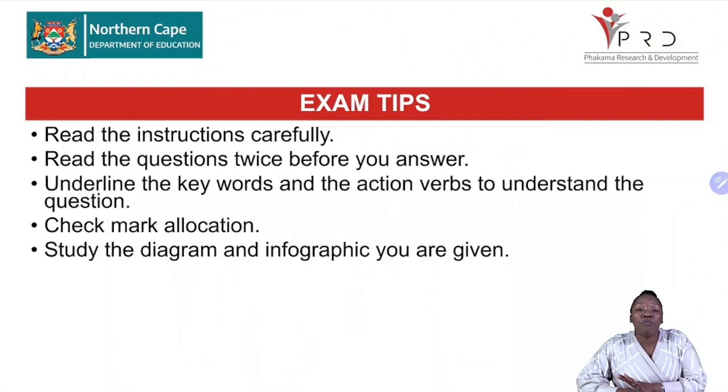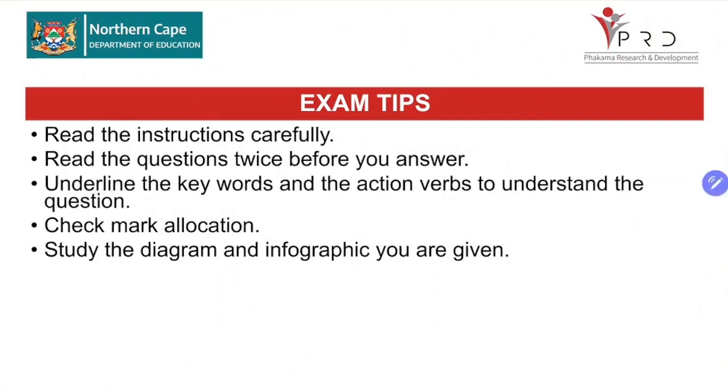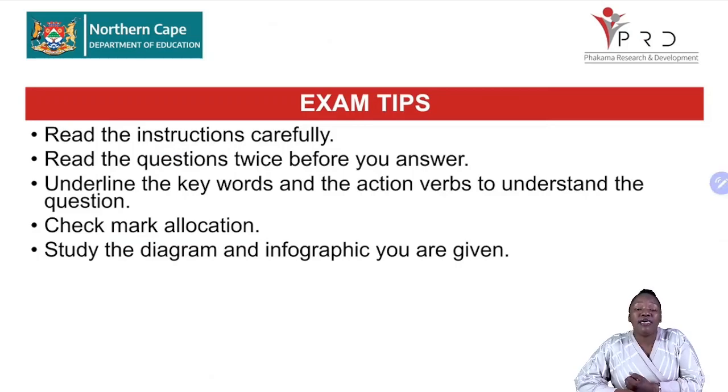And also you need to make sure that you check the mark allocation. Why are you checking mark allocation? It's because some of the questions will not be specific on how many answers you need to give, but by looking at the mark allocation, you will be able to know how many answers you're supposed to give. For example, if the question says 3 times 1, then you know that you need to give 3 responses. Sometimes you lose those marks because you only wrote 1 answer instead of writing 3.